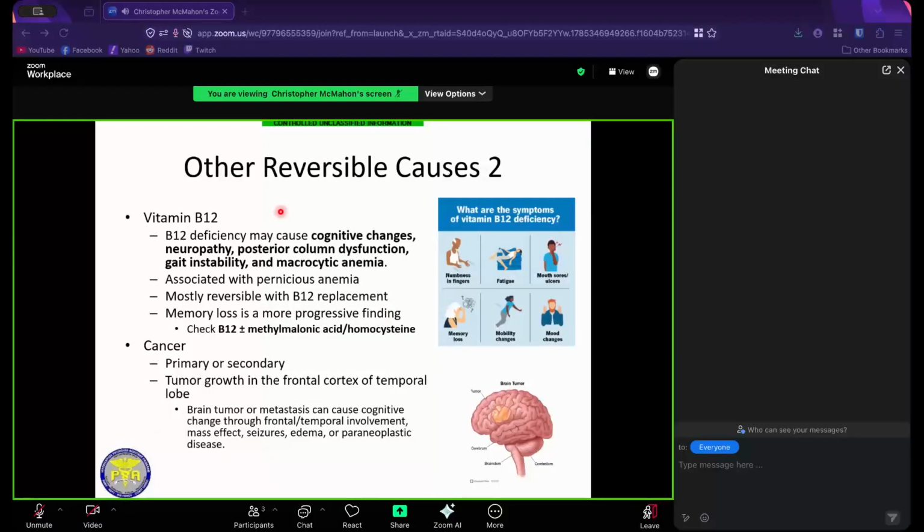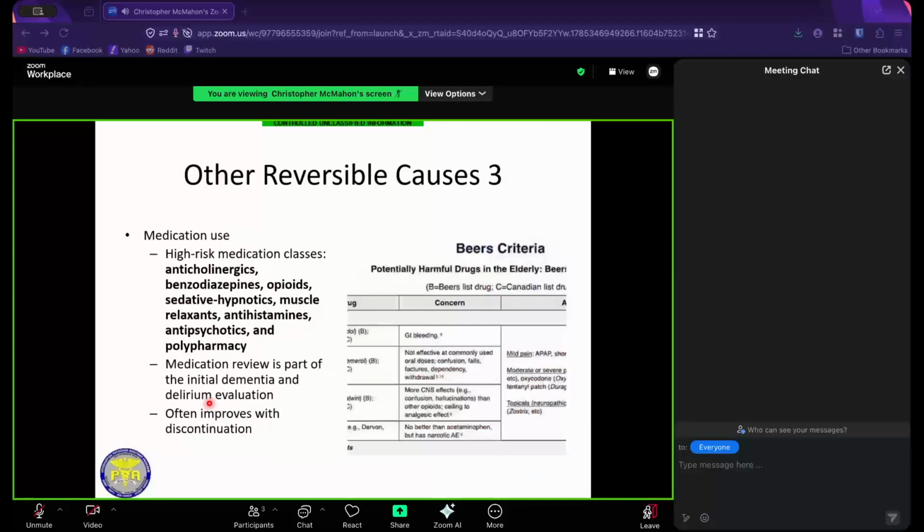All right, B12 deficiency: cognitive changes, neuropathy, posterior column findings, dementia, gait instabilities, macrocytic anemia. I'm not going to ask too many crazy questions on B1 or B12 because I know it's kind of mixed as far as what the sophomores have and what the juniors have on this so far. And then making sure we're watching for medications. Our highest risk ones: anticholinergics, benzodiazepines, opioids, making sure we don't have a bunch of medical patches going across our stomach because we're in palliative care. The sedative hypnotics, muscle relaxants, antihistamines, antipsychotics, and then polypharmacy, just the total amount.